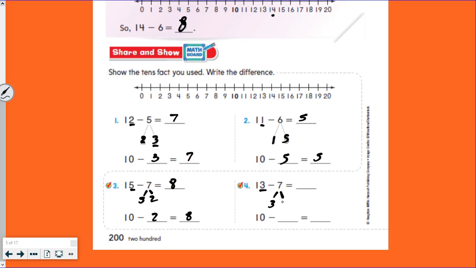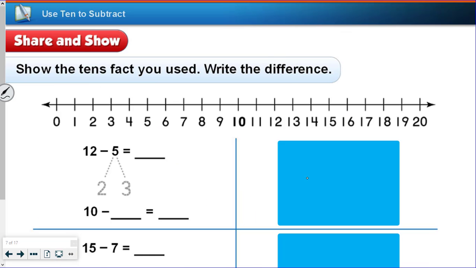And then this one, 3 plus 4 equals 7. So 10 minus 3, I did 13 minus 3 is 10. So now I've got to take away 4. So 10 minus 4 equals 6. Let's go to our next page.